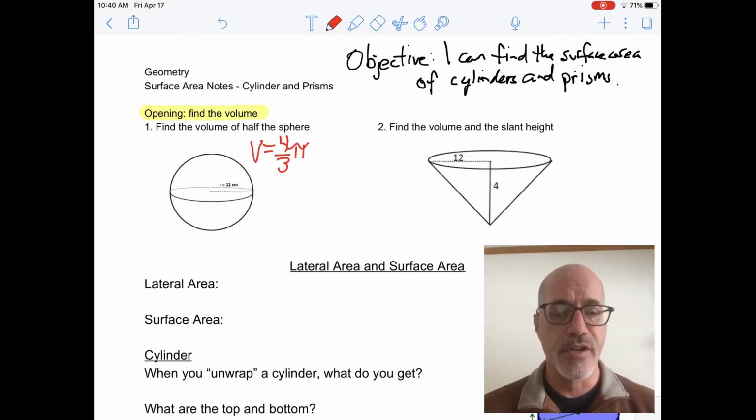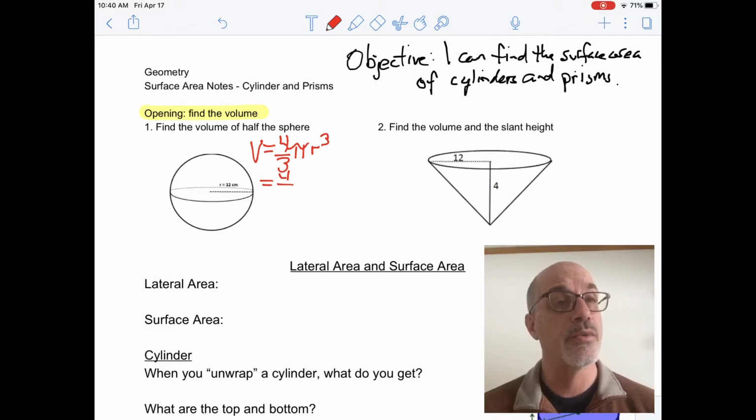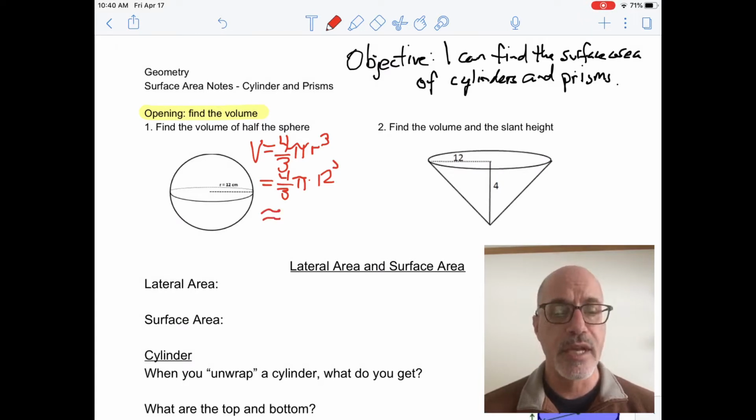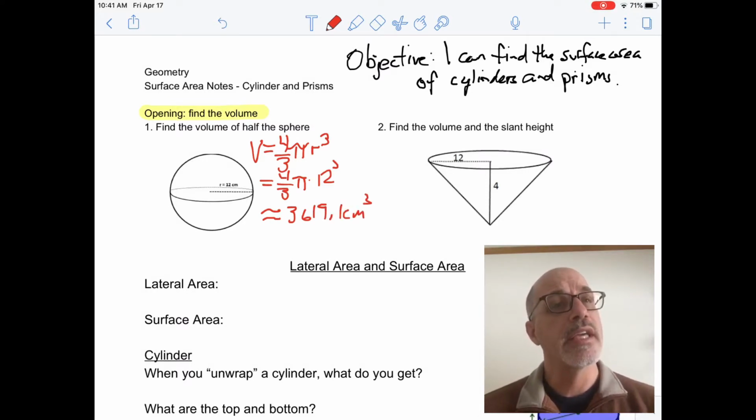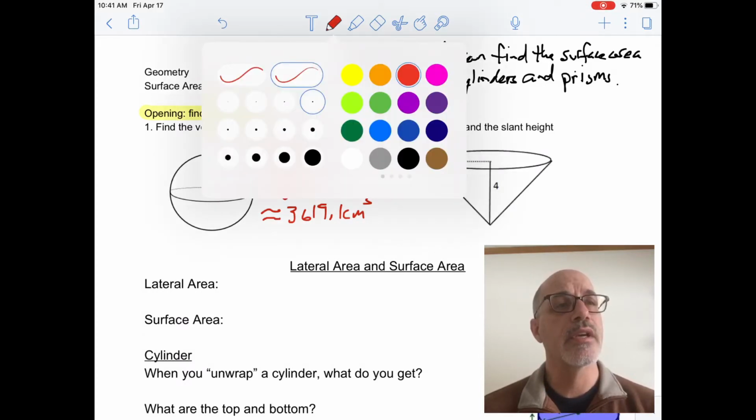Volume of a sphere is 4/3 pi times r cubed, so 12 cubed. And so if you put 12 into this equation and use your calculator, you'll get 3,619.1 cubic centimeters.